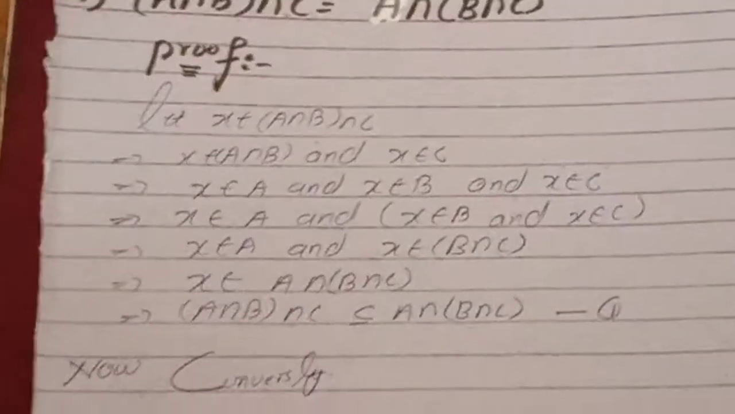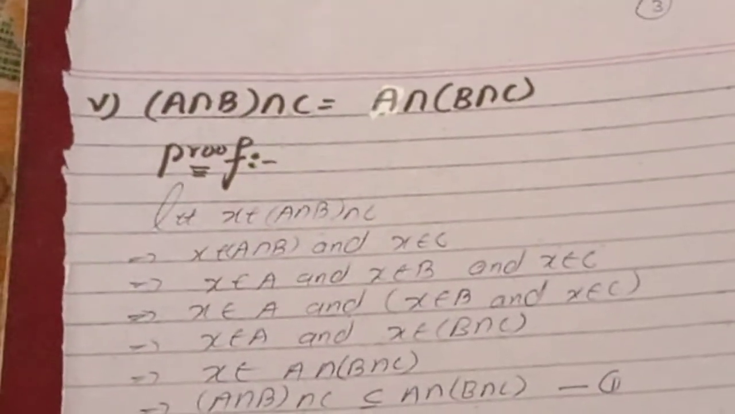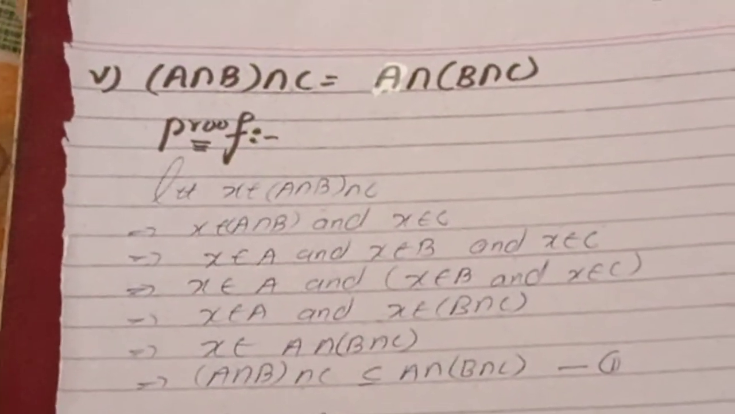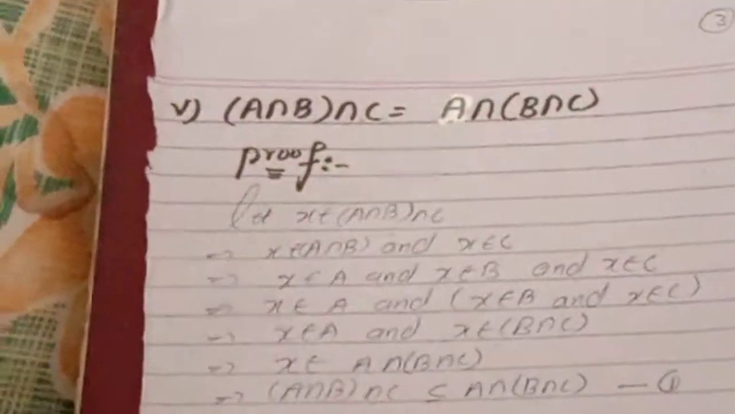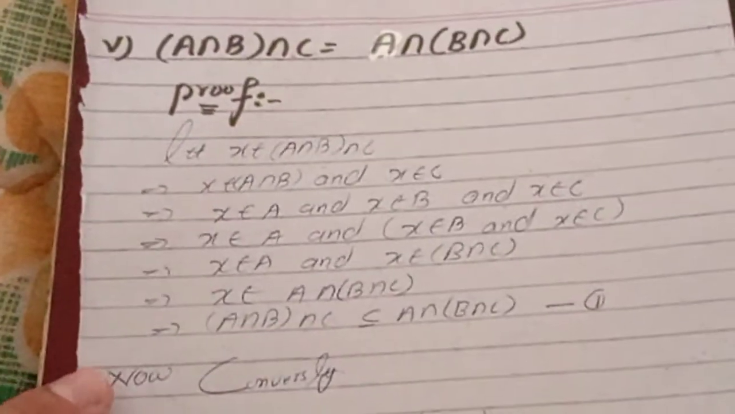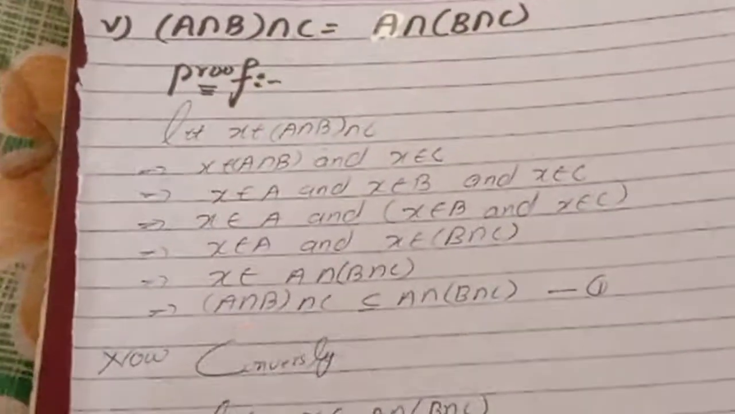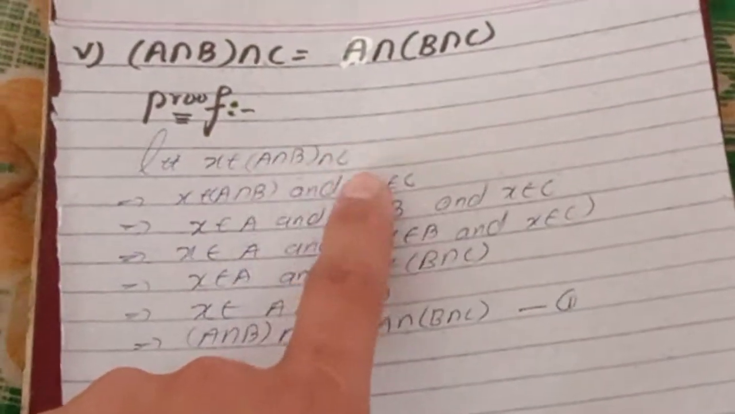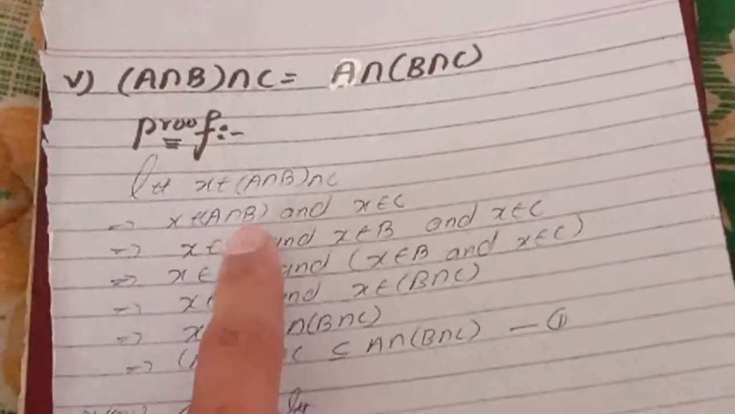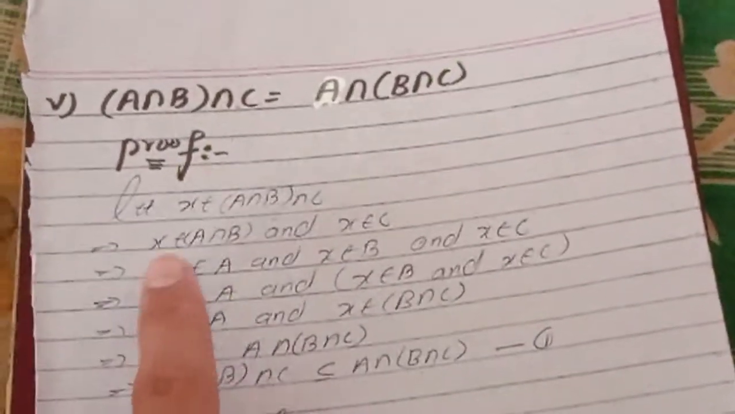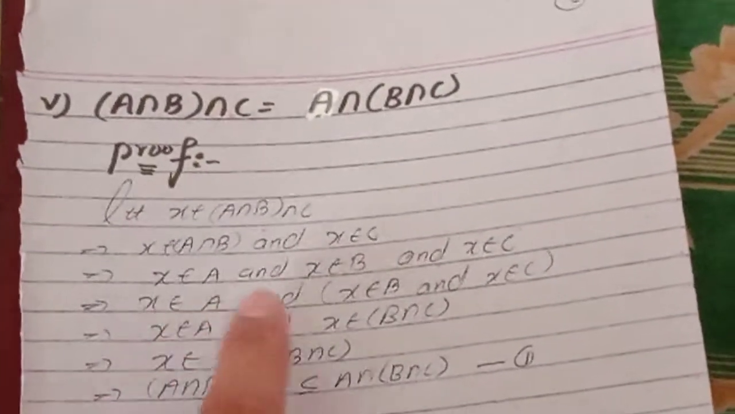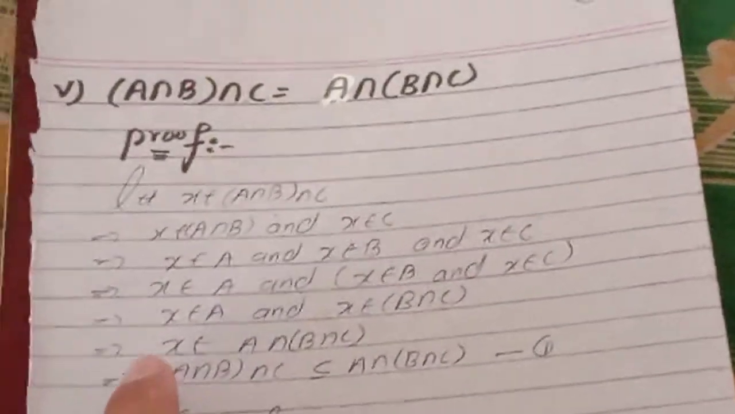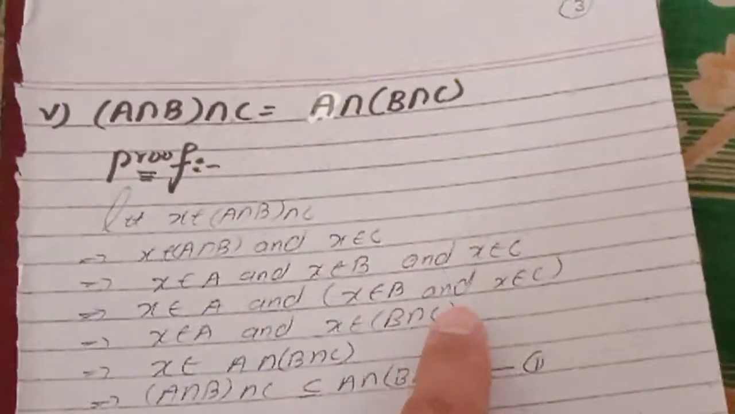Now property number five: A intersection (B intersection C) is equal to (A intersection B) intersection C. This is the associative property of intersection of three sets. First of all, we will take an element in (A intersection B) intersection C. Let X belong to (A intersection B) intersection C. This implies that X belongs to A intersection B and X belongs to C. This implies that X belongs to A and X belongs to B and X belongs to C. This implies that X belongs to A and X belongs to B intersection C.